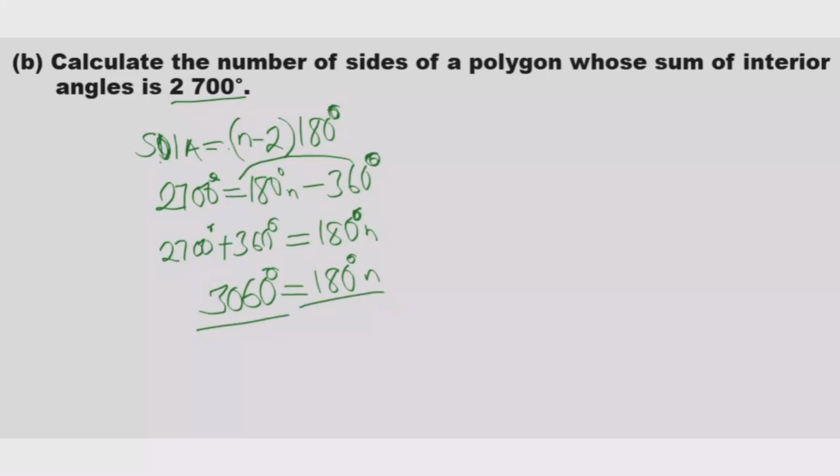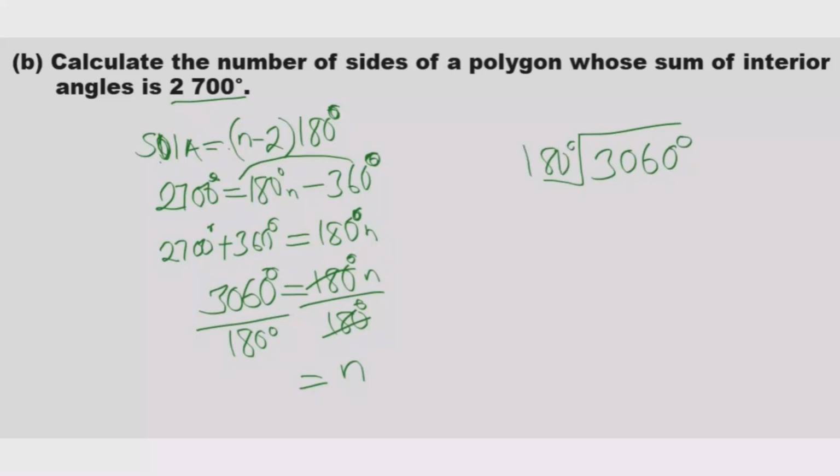Then we divide both sides by 180 degrees, because we want to remain with n on one side of the equal sign. Once we do this, we can cancel the 180 on top and the 180 at the bottom, which should leave us with n. Now to find the value of this, we are going to come up with the frame for long division. So we have 3060 degrees divided by 180 degrees. Then we try to come up with the quotient.